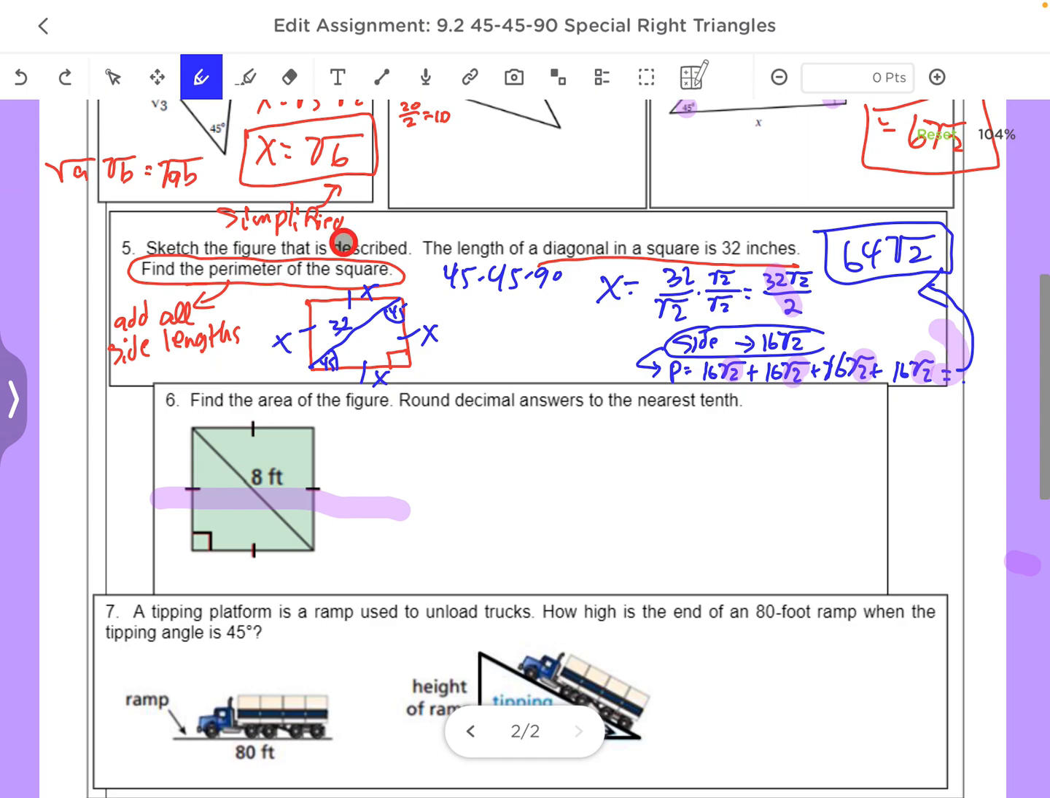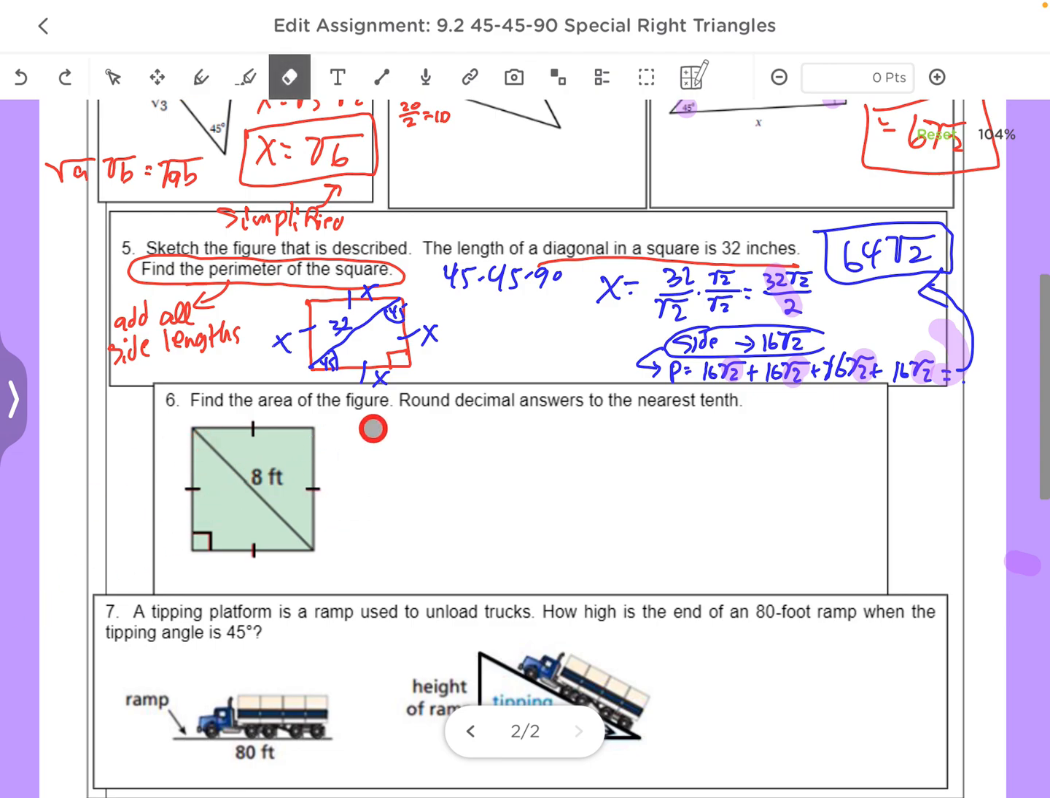So our answer is 64 square roots of 2. Sorry it's a little jumbled like that, but hopefully that makes sense. We know it's a diagonal, so to find the side lengths, we're going to divide by the square root of 2. Then we need to rationalize the denominator. Once we find that side length, we know that's not our answer, but 4 of those, so we add them up. All right, now let's keep it moving.